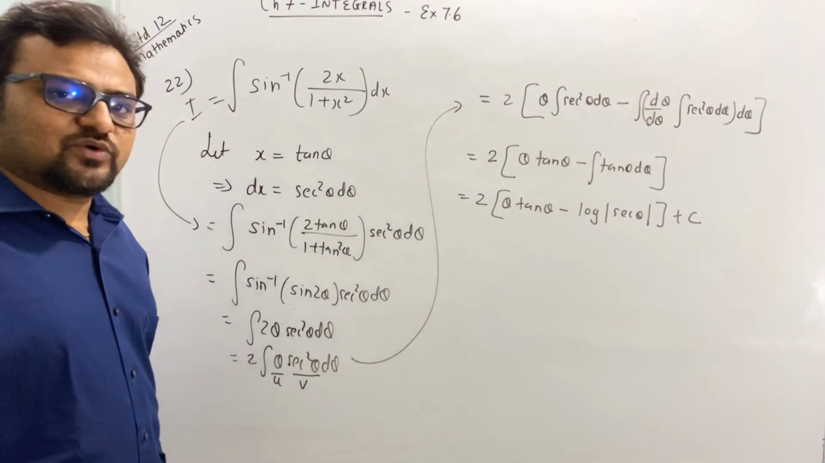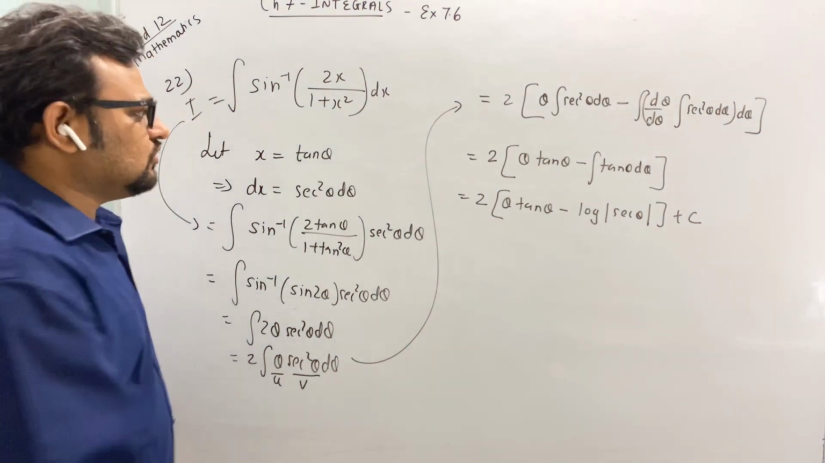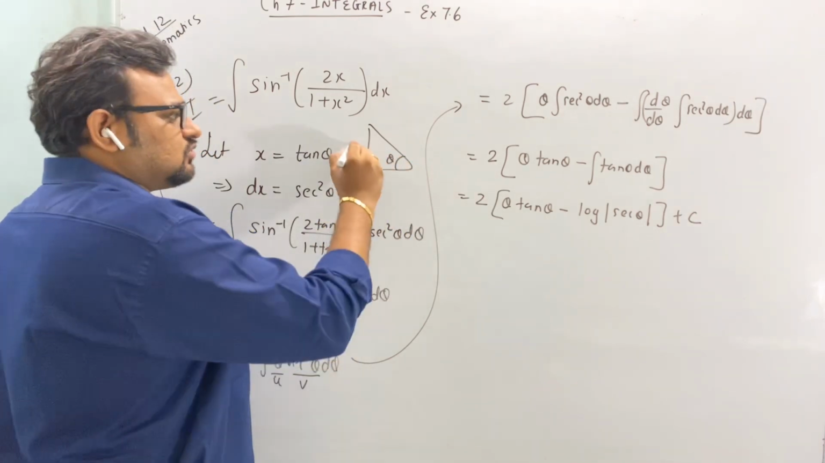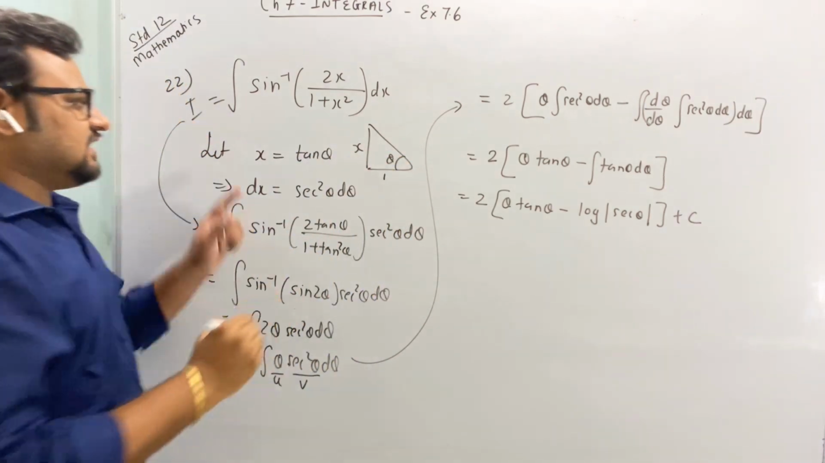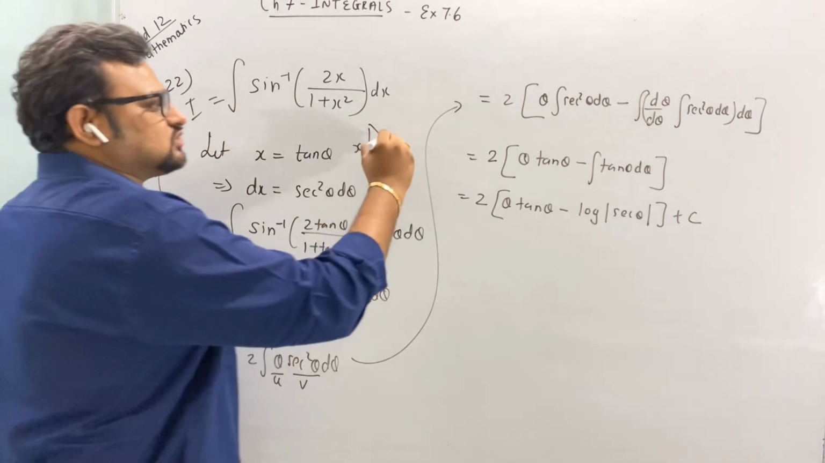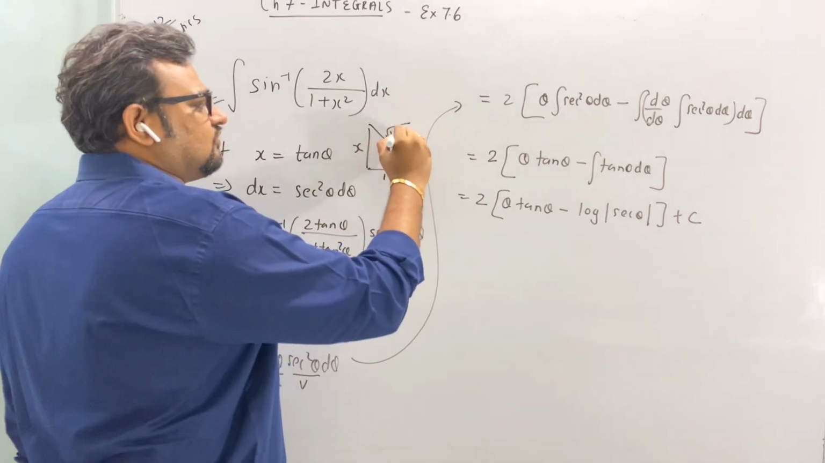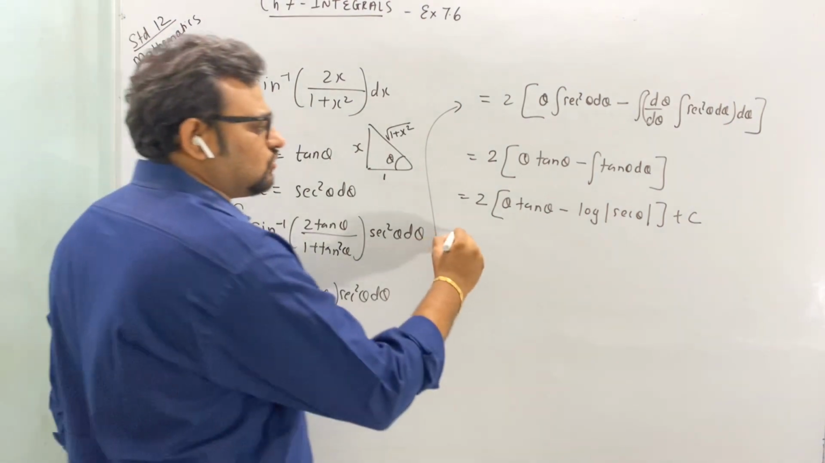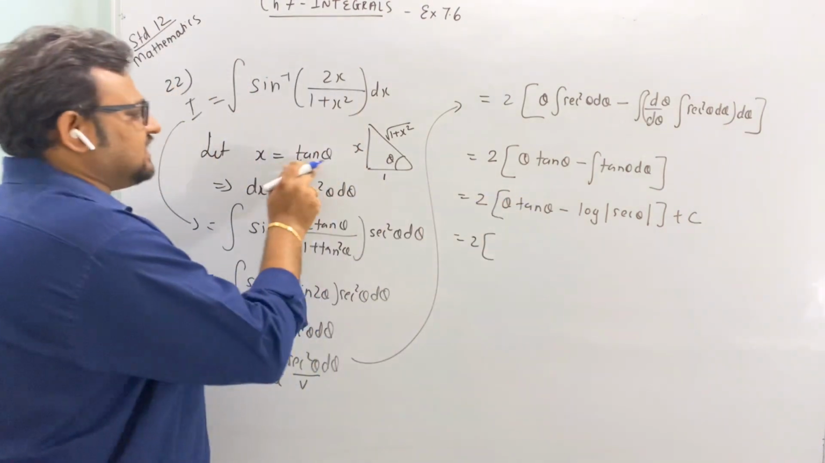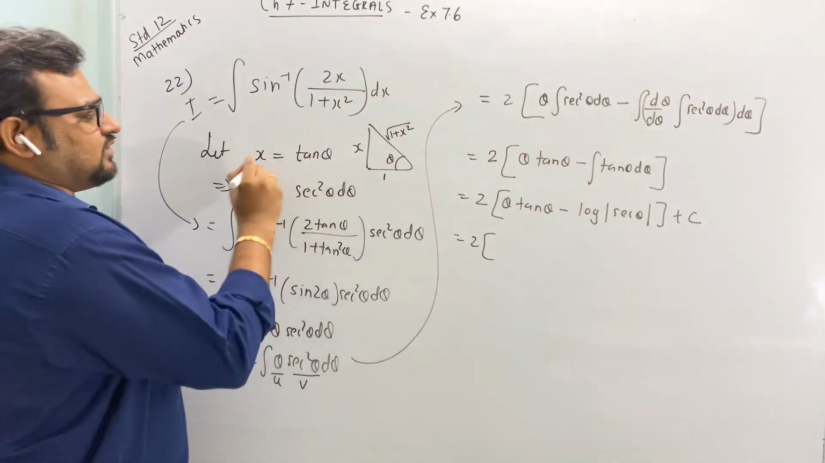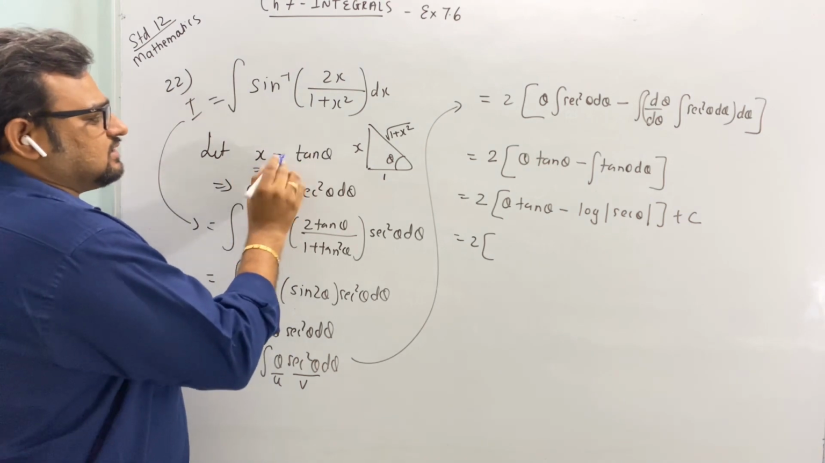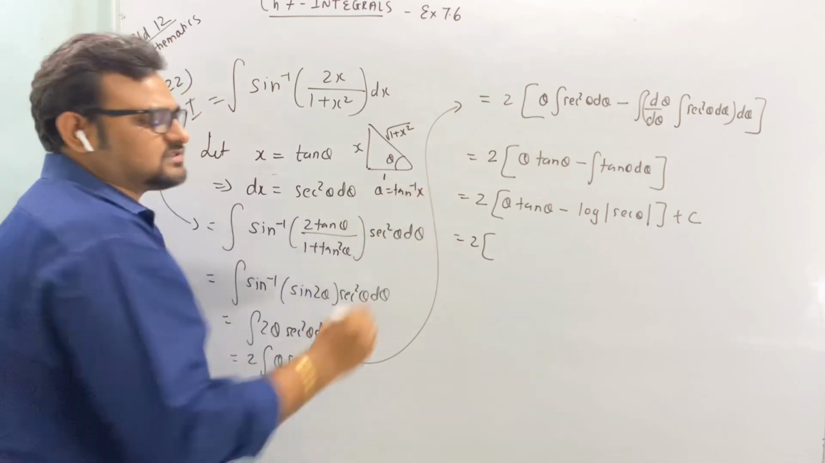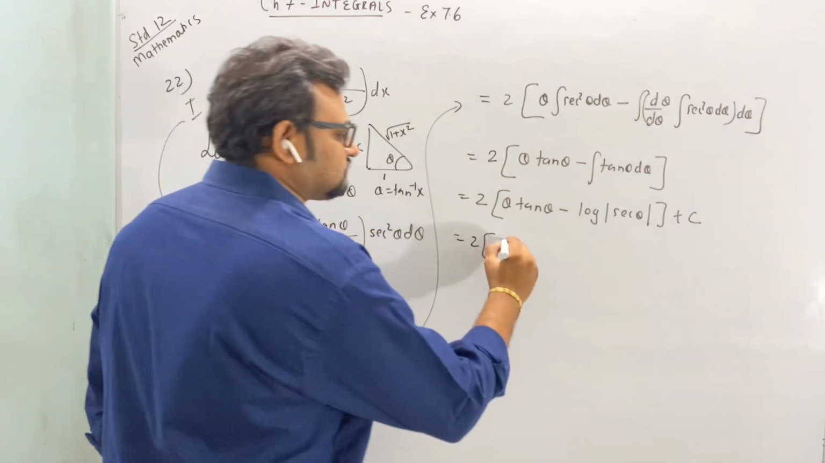Okay, so now it's time to replace the value. So here, tan theta was equal to x. So opposite by adjacent, x means x by 1. So the hypotenuse will be equal to under root of 1 plus x square. So what is theta? x equal to tan theta, that implies theta equal to tan inverse x.